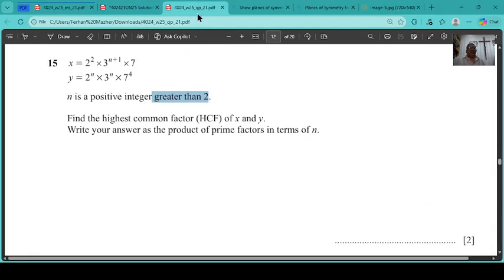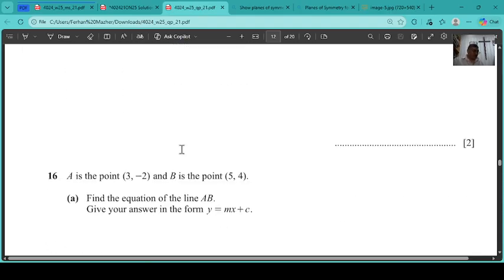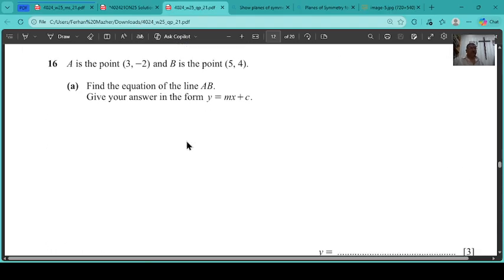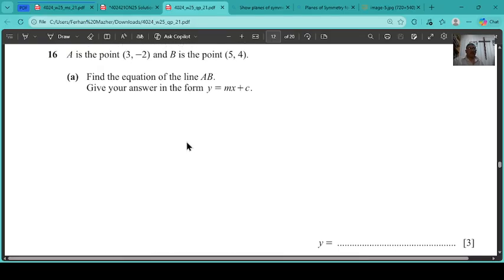So we are done with question number 15. I hope you understand. Then we have question number 16 coming up on your screen, and its A part is of 3 marks. It says A is the point (3, -2) and B is the point (5, 4). Find the equation of the line AB. Give your answer in the form y = mx + c.